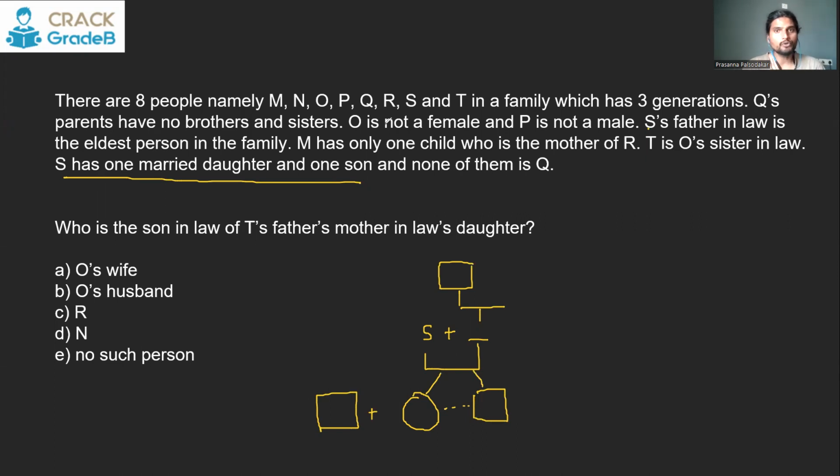Now the keyword to focus on here is Q's parents have no brothers or sisters. And also one of the important statements here is T is O's sister-in-law. Now, T is O's sister-in-law. So if you put T here in this generation, then this statement that Q's parents have no brothers or sisters, so there won't be any Q in this.